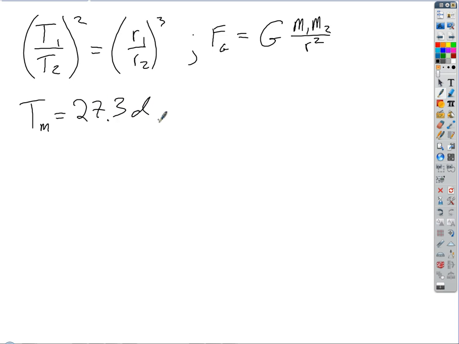27.3 days. What if we want to know how far away it is? That should be enough for us to know how far away it is from, well, hang on. I'm getting ahead of myself a little bit here. I feel like you need to know one of the masses. Yeah, we'd need the masses, wouldn't we? So we're not going to be able to calculate this one without having to look up some masses. It's okay. We can do that.